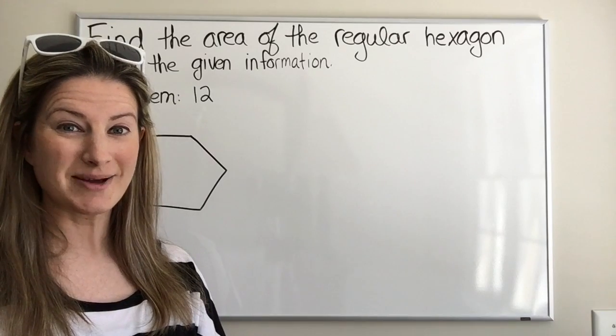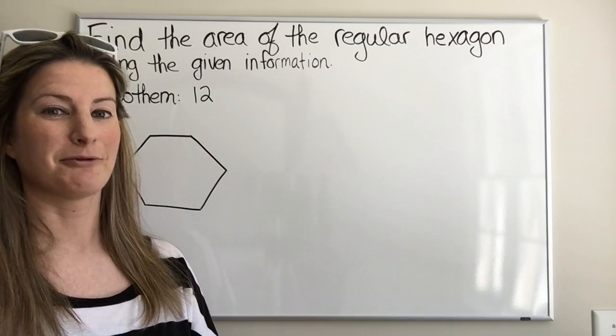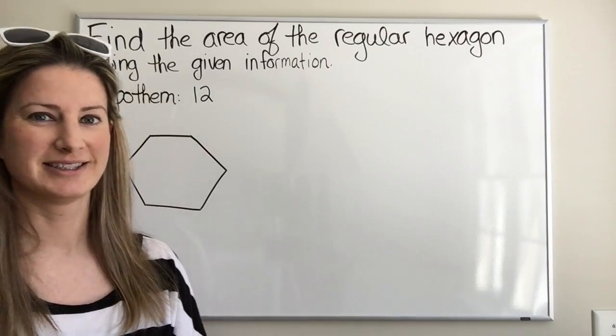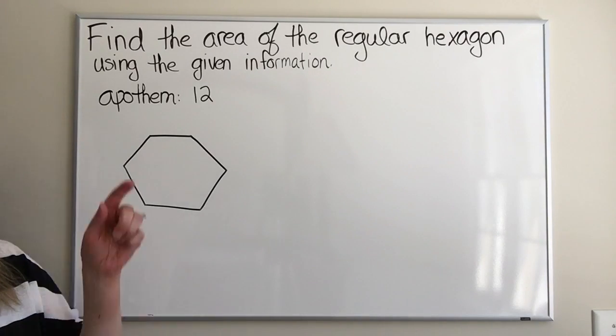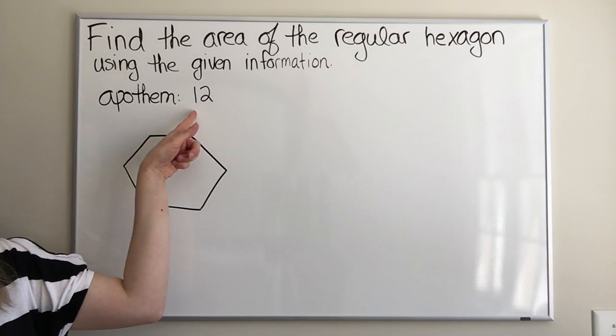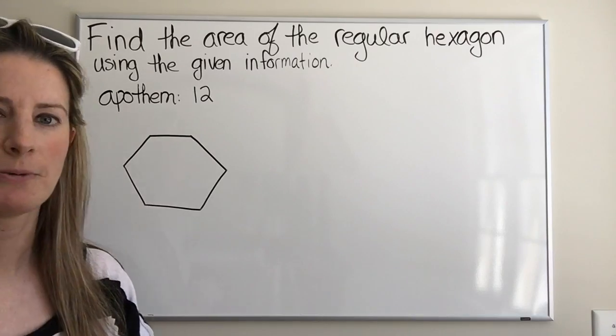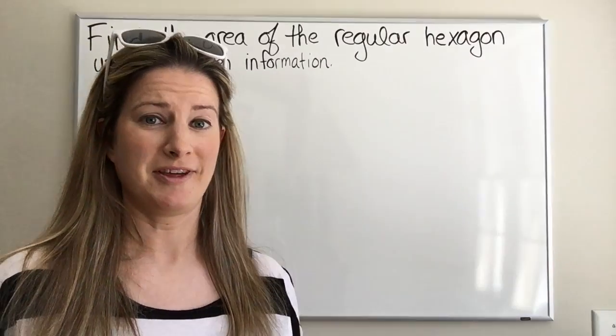Here's our final example for area of a regular hexagon. So take a look. Find the area of the regular hexagon using the given information, and in this case we have the apothem. So the apothem, what is that?